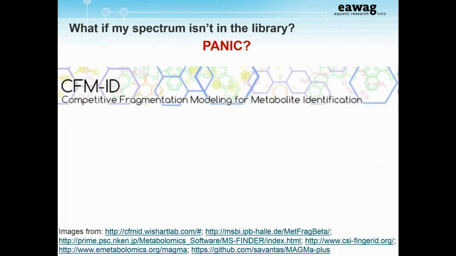What to do if your spectrum isn't in the library? Should you panic? No, of course not. Basically, there's a whole lot of different in silico fragmenters out there that can help you. I'm showing these just very briefly in alphabetical order. We've got CFM-ID, which I mentioned earlier. This is actually what they use to calculate the predicted spectra in HMDB.